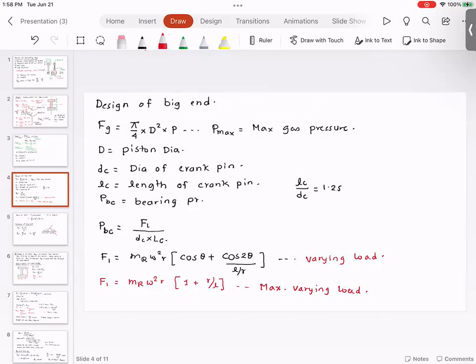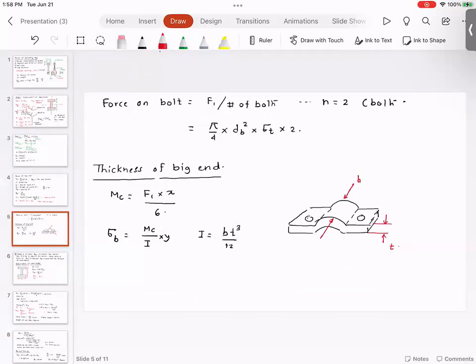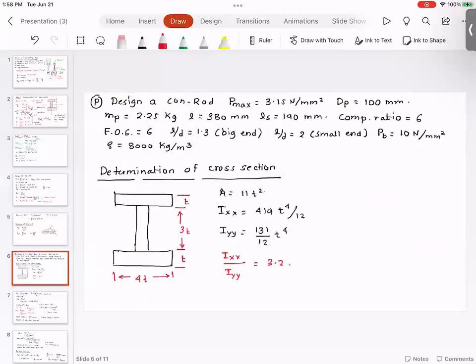Page 1182 gives you a nice picture of the connecting rod, 2 bolts and piston. So for the forces on the bolt, typically there are 2 bolts, and then to find out the design of the cap or the big end, what we do is we find out the maximum bending moment. In this example, we are designing a connecting rod, and this connecting rod has the standard dimensions.